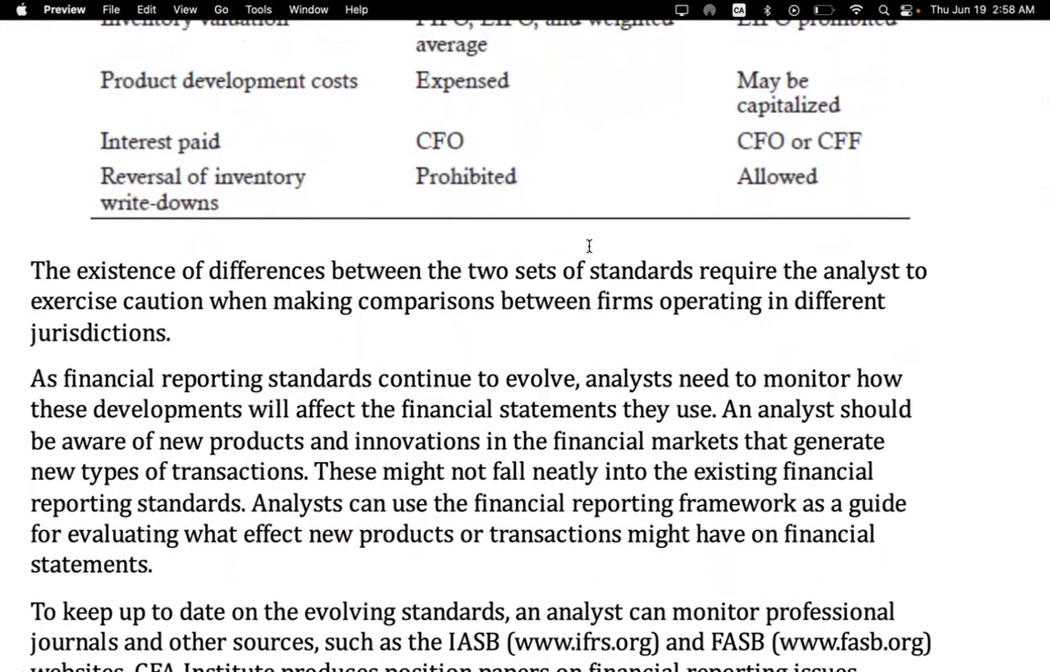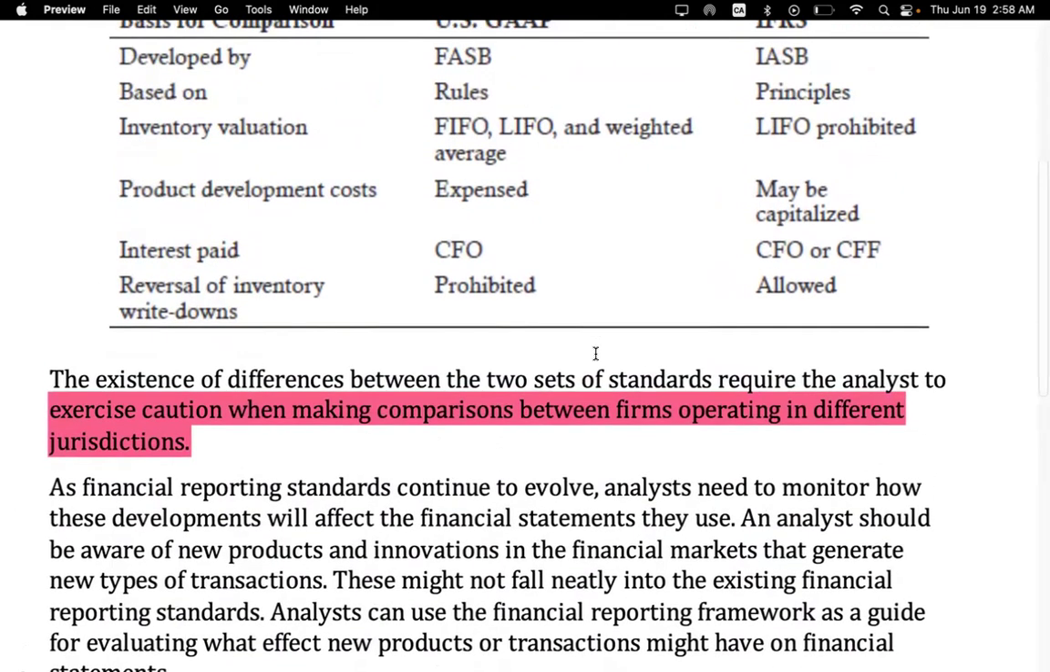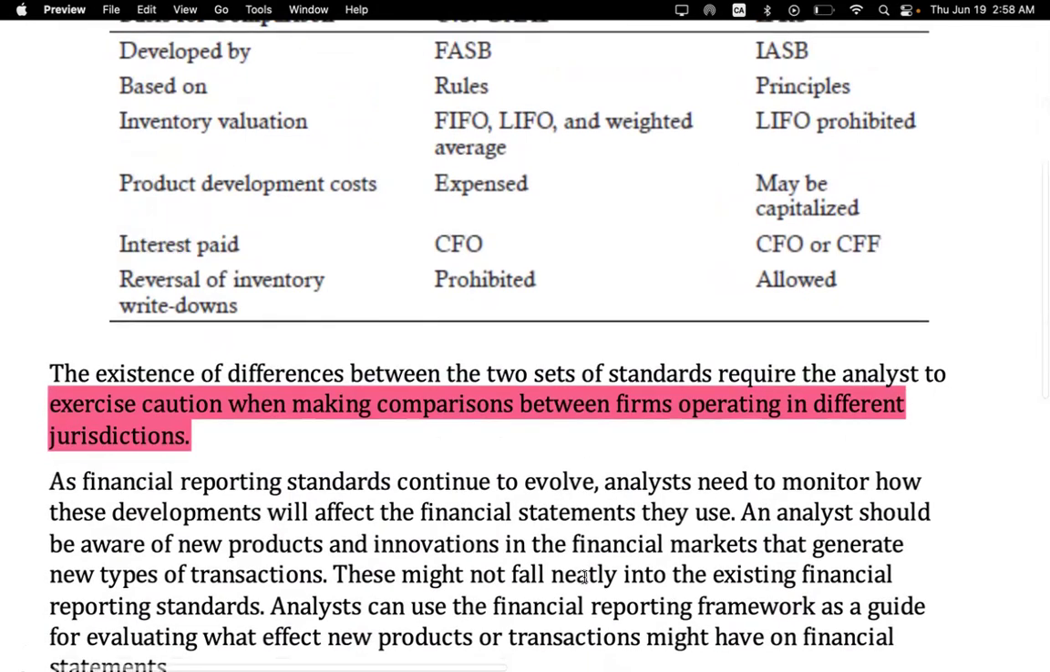Again, because there's so many differences, you have to exercise caution when making comparisons between firms operating in different jurisdictions. If I'm comparing a firm in the US with a firm in, let's say, Europe, I need to be aware of these differences because these differences are going to impact the financial statements.